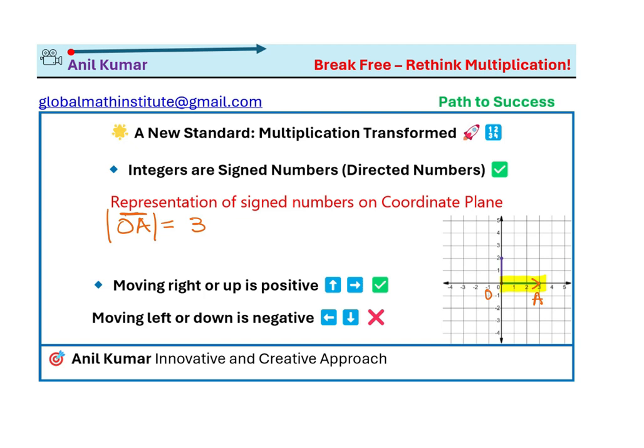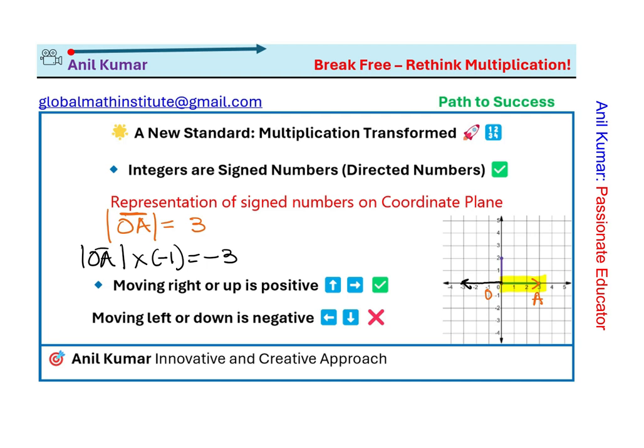But if I multiply it with, let's say, negative 1, what happens? If this OA is now multiplied with negative 1, then it becomes negative 3. It means it will be shown like this on your graph. Get the whole idea, right? So it's a reversal. If it is on the x-axis, it becomes along the minus x-axis.